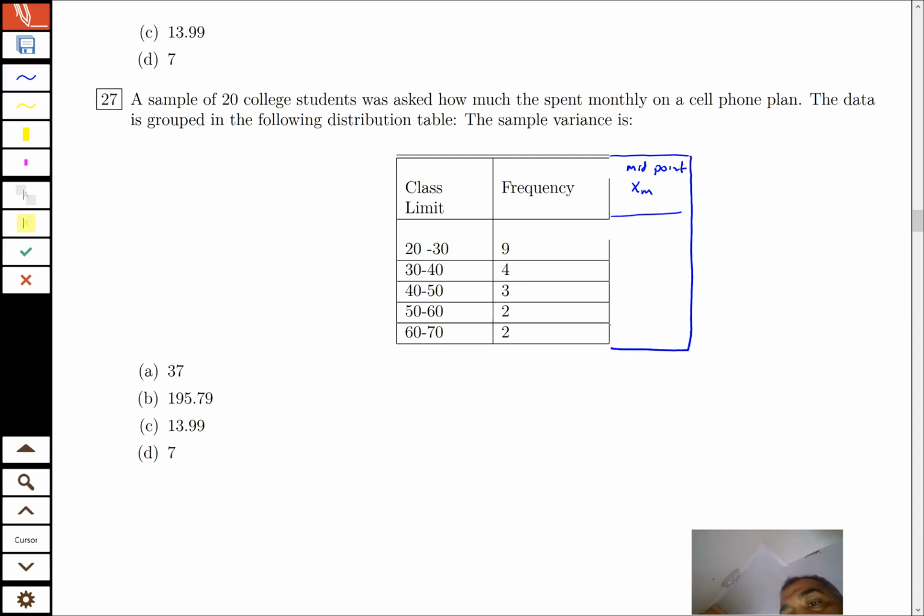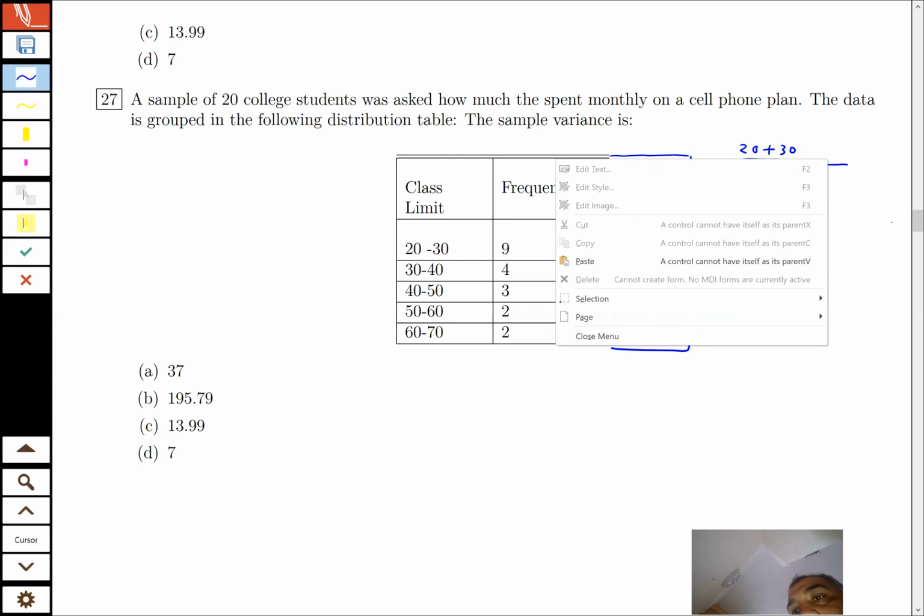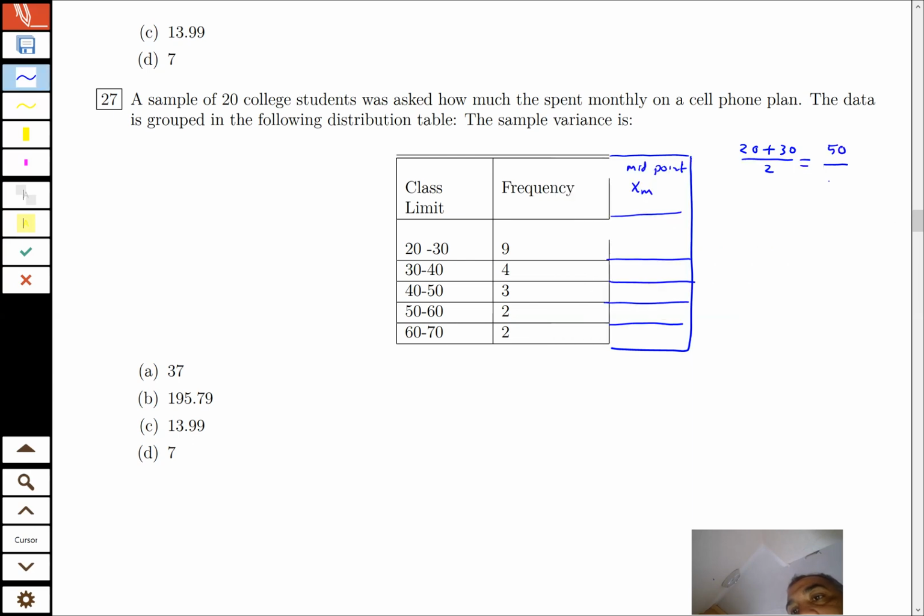So how to find the midpoint? To find the midpoint, first, the midpoint of the first class is 20 plus 30 divided by 2. That will be 50 divided by 2, which is 25. Once we get the first one, 25, and we know the class width, it's 40 minus 30, which is 10.